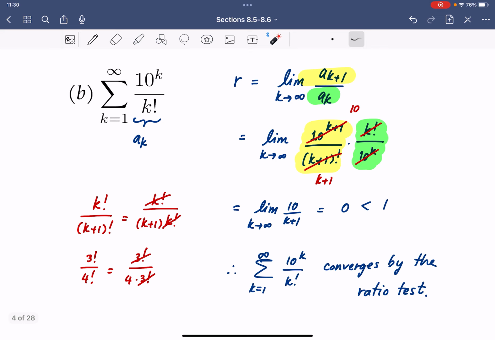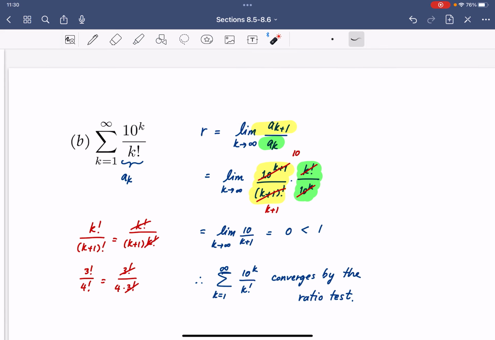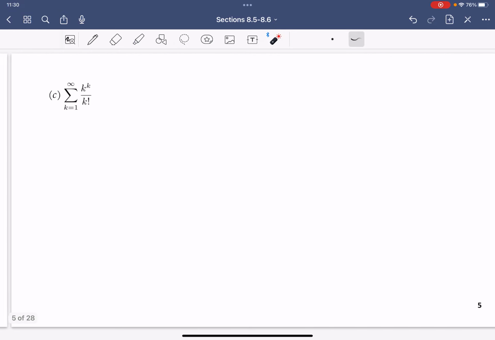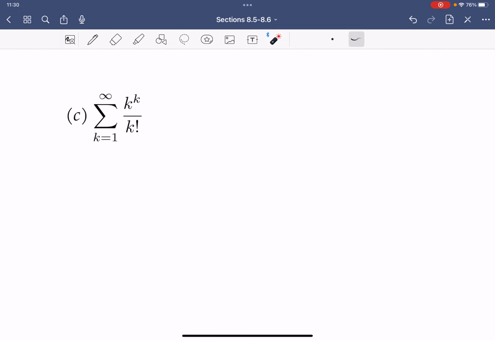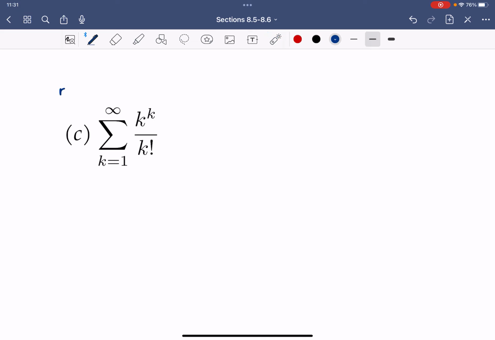Alright, so if you feel like you want to get an A for this class, let's challenge yourself by doing part C. This is the A level question. k factorial on the bottom, k to the k on the top, k start from 1 to infinity. Let's try to use the ratio test for this one. This should be like the A level question. So what if you see this limit and then you try to compute? How do you cancel out?